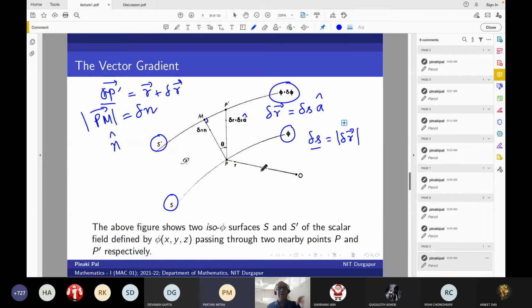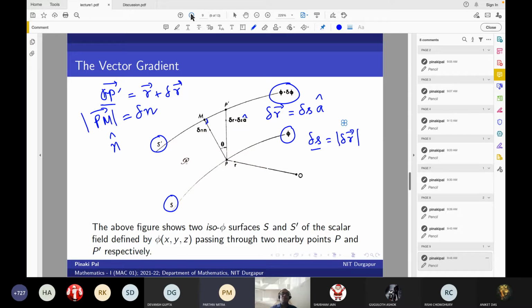Our objective is to measure the rate of change of phi, how phi is changing. The value of this function is changing as we move from one level surface to another level surface in a particular direction. That is our objective. So we have discussed the initial configuration.